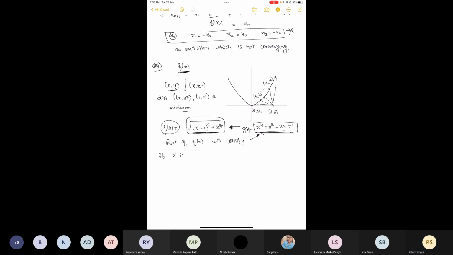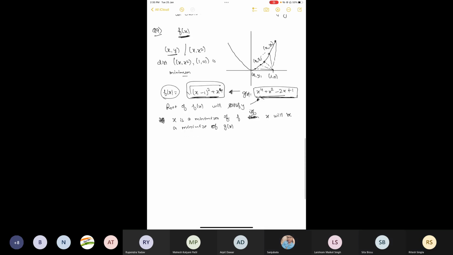Okay, that will make it clear. So if x is a minimizer of f, x will be a minimizer of this, right? Yes, sir. To find the minima of some function, do we need to find the root of that function? No, right? To find the minima, what do we need to do? We have to find the root of p prime x. We have to solve this, not this.